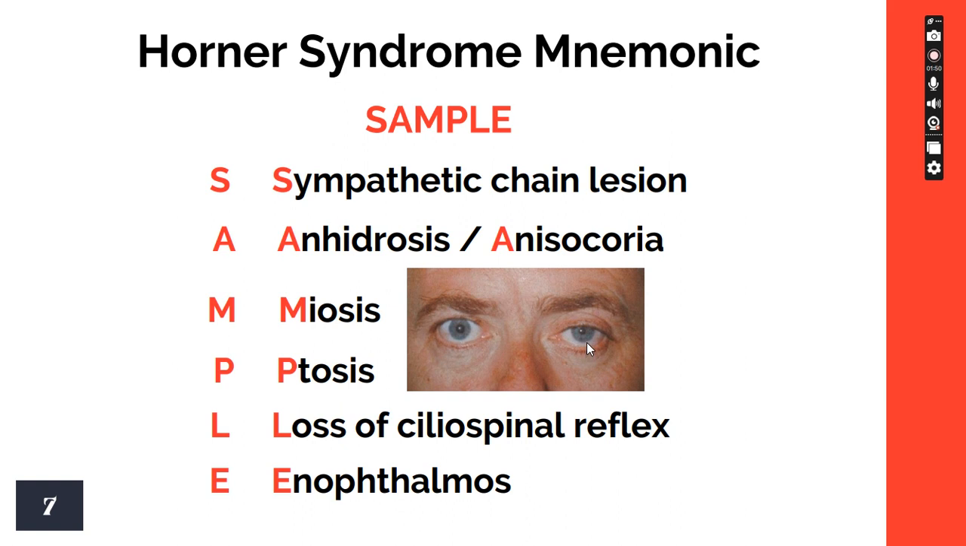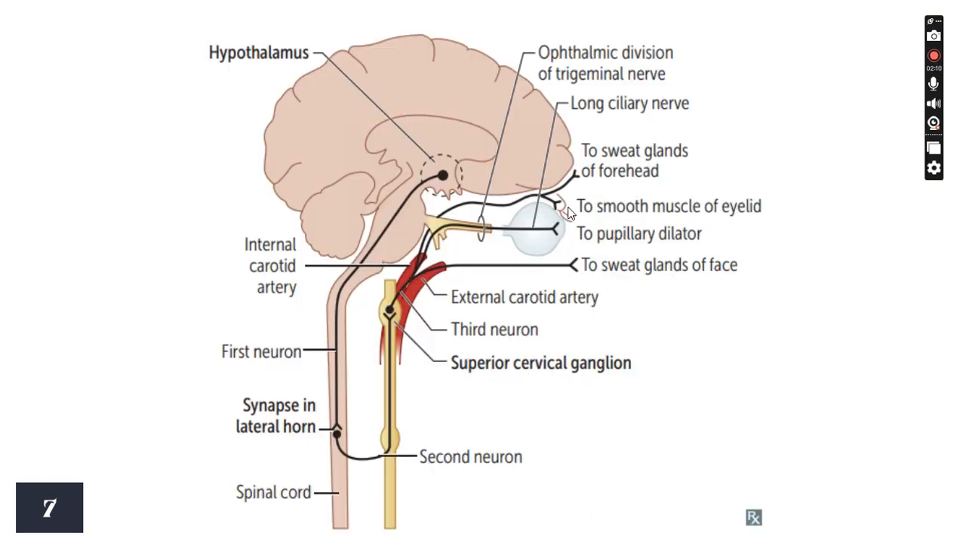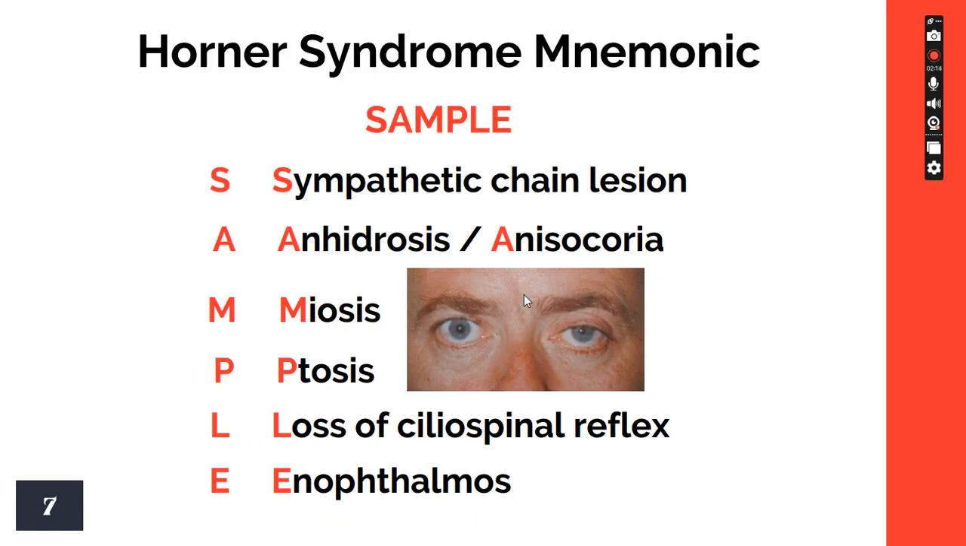M for miosis, as we see here, okay, i.e. pupil constriction, and P for ptosis, okay. That's it. This is a partial ptosis. Actually, you need to remember this. It's a partial ptosis because it only contributes to 10% of the tarsal muscle. You know, because this one is no longer working, so the tarsal muscle no longer elevates the eyelid, and it's only 10% of the total function. So it's a partial ptosis and not complete ptosis.